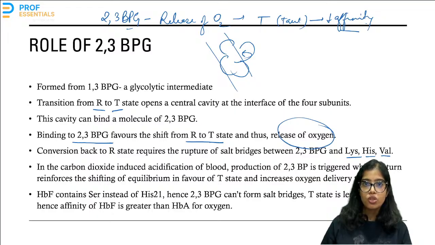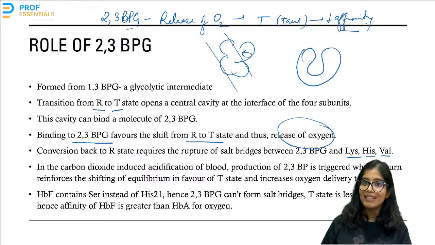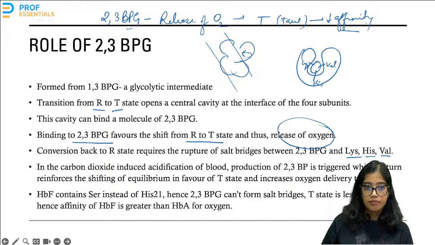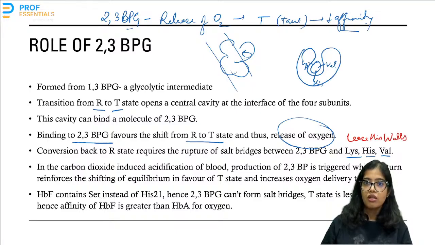So this 2,3-BPG is going to take the walls of the 4 subunits on lys. 2,3-BPG is coming here and forming salt bridges with lys, his, and val. So lys, his, vals, this is the mnemonic. 2,3-BPG is going to lys, his, vals and form salt bridges in the central cavity of the 4 subunits.